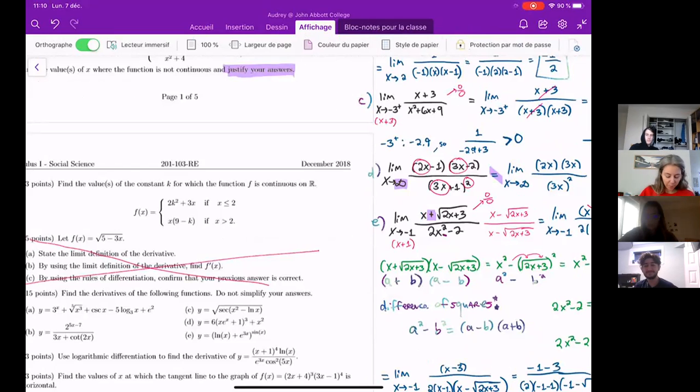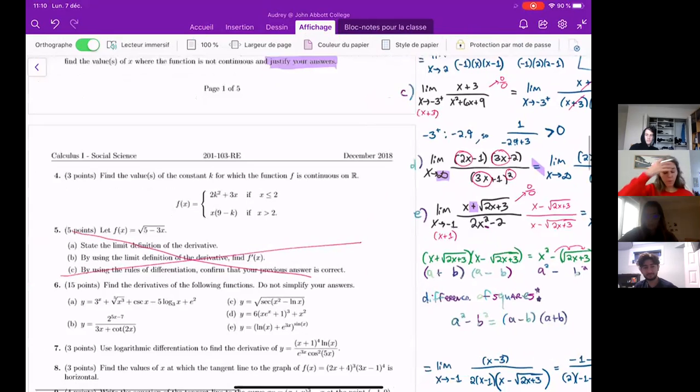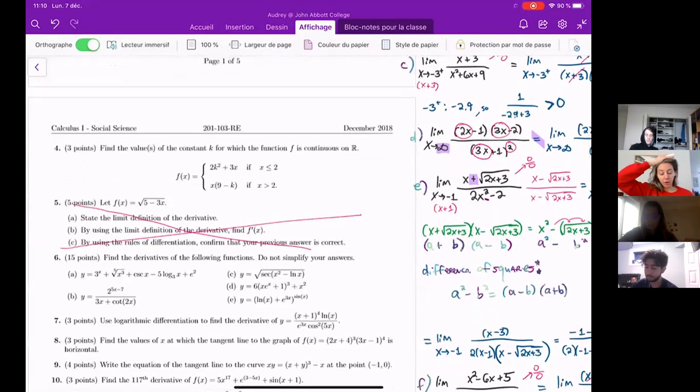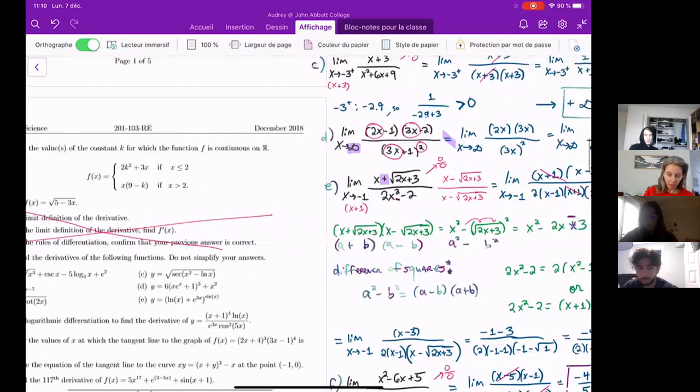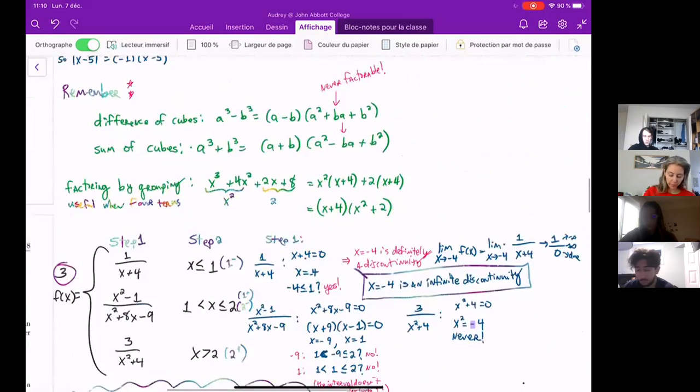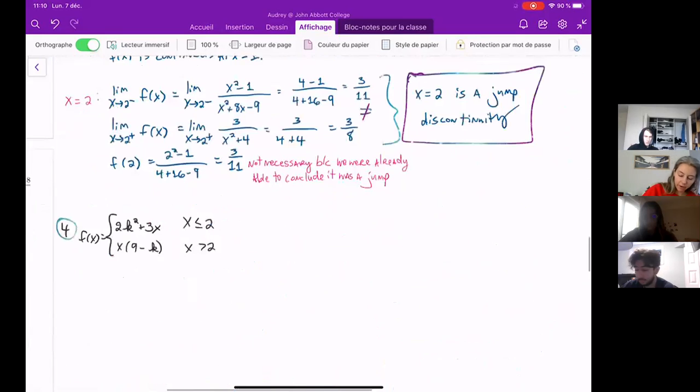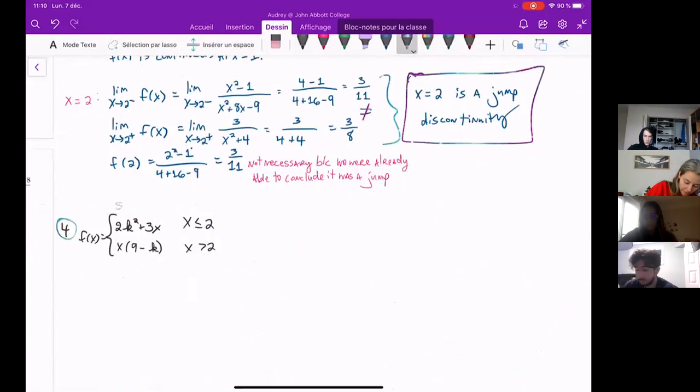Okay, so question 4. We want to find all the values of k for which the function f is continuous on R. So we want this to be continuous everywhere. So we're still going to follow the same steps that we followed. We have our step 1, and we have our step 2.